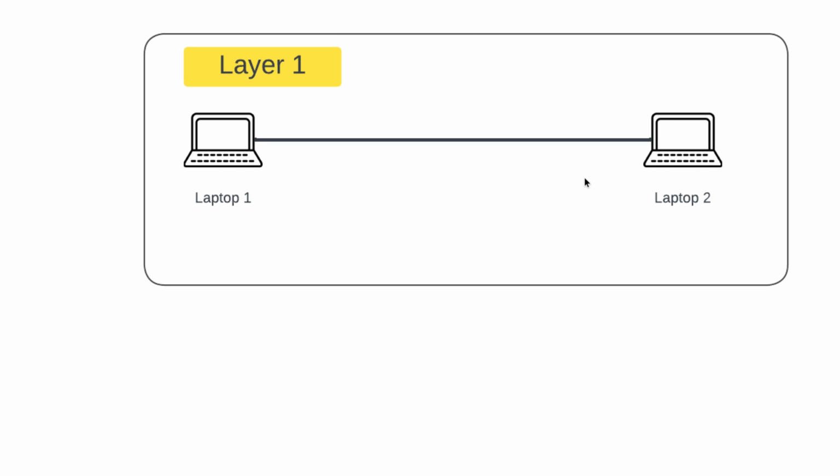In today's video, we are going to explore what exactly layer 1 is in the network's OSI model. And this is going to be the first video of the series. I'm going to be covering all the way up to layer 7.